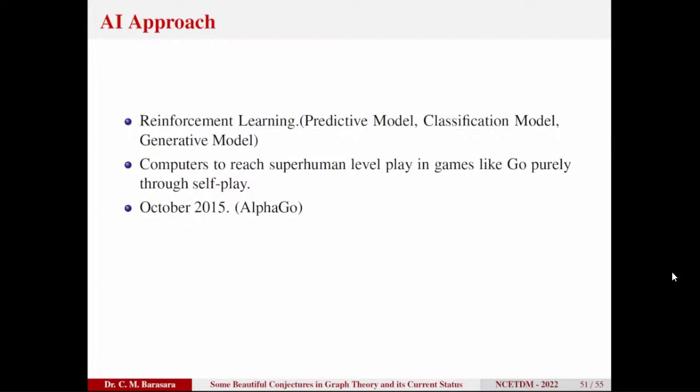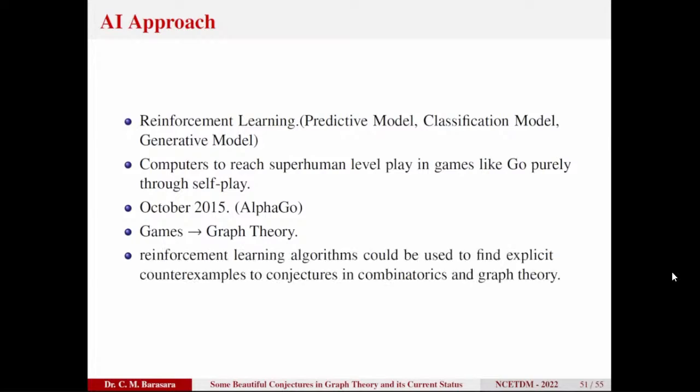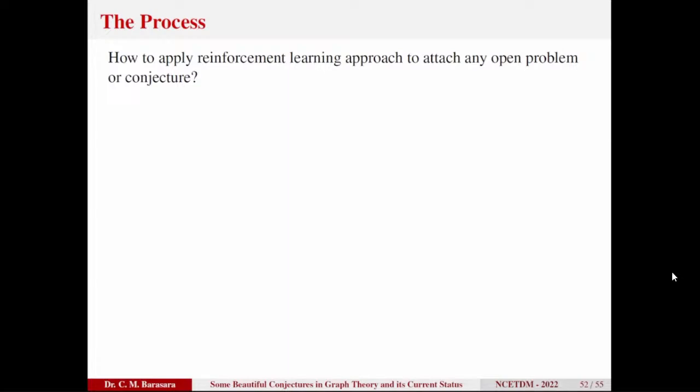Now, how can we convert this type of reinforcement learning into our mathematical modeling? Instead of feeding the rules of chess or Go, we can feed it certain rules in graph theory. Likewise, reinforcement learning algorithms can be used to find explicit counterexamples to conjectures in combinatorics and graph theory. How can we do it? Let me give you one process.